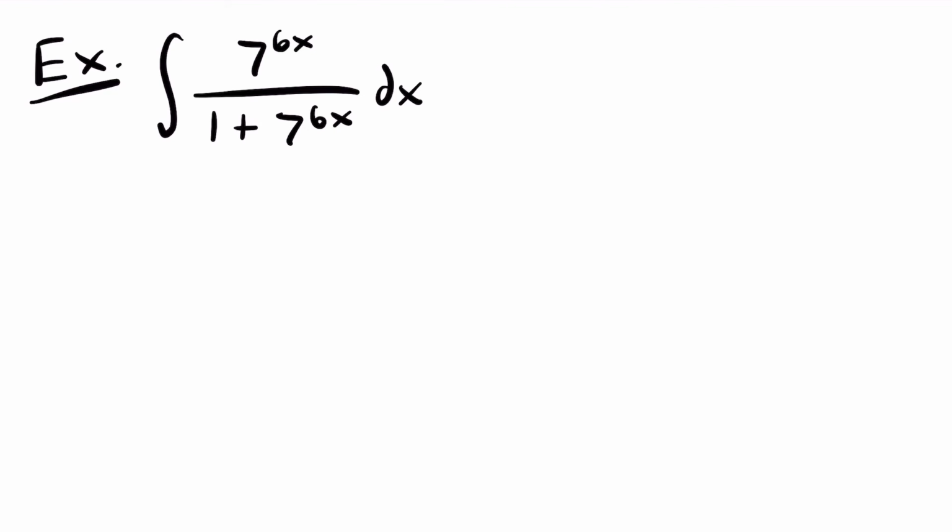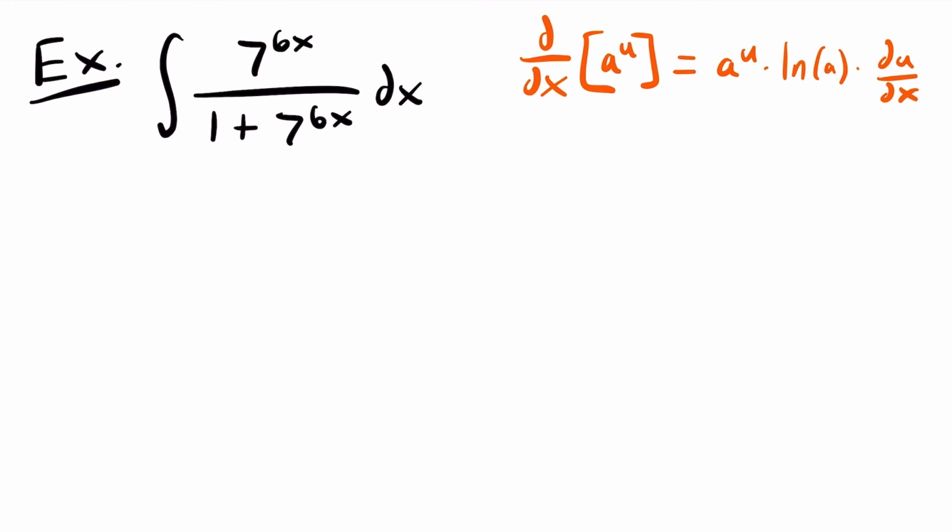Well, what if we set u equal to the numerator or the denominator of this function? Well, we would have to take the derivative of an exponential function with a base other than e either way. And so if we remember that derivative rule, we know that the derivative d/dx of some exponential function with a base of a, where a is a real positive number, to the power of u, where u is some function of x, that is equal to a to the power of u times the natural log of a times the derivative of u with respect to x.